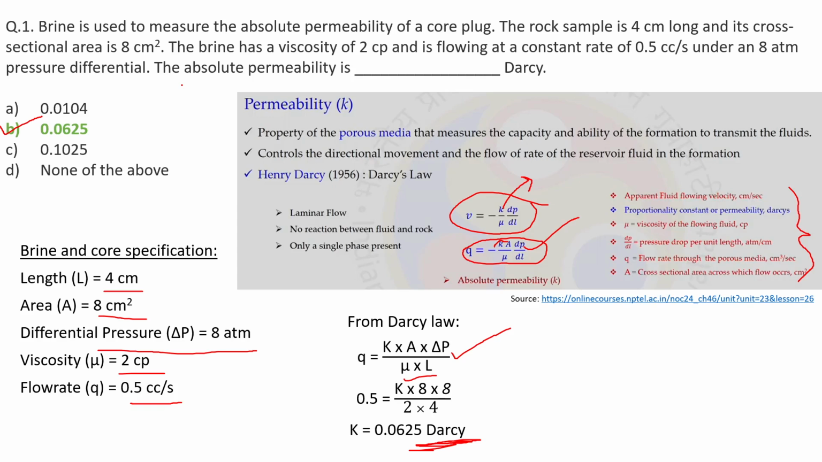Because the permeability determines how the movement will occur, how the flow rate will act, and how the movement will be because of this pressure drop. So that's where the permeability term is used.